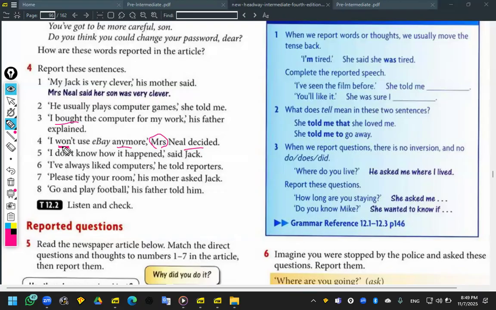4. Mrs. Neal decided that she wouldn't use eBay anymore.